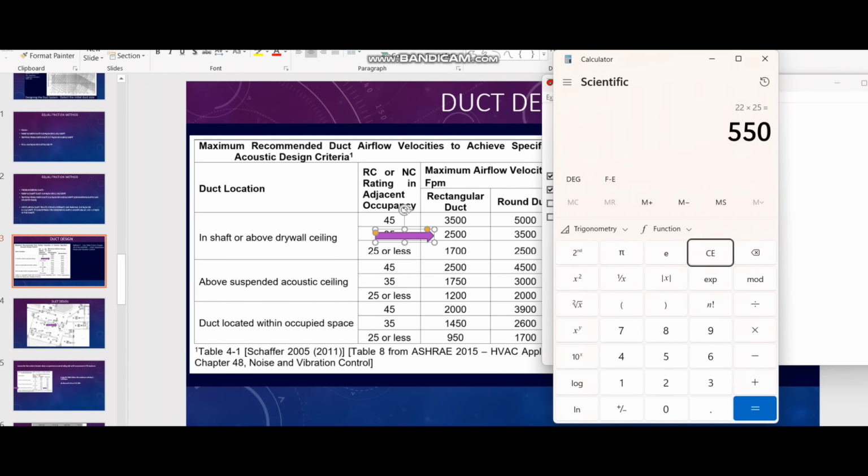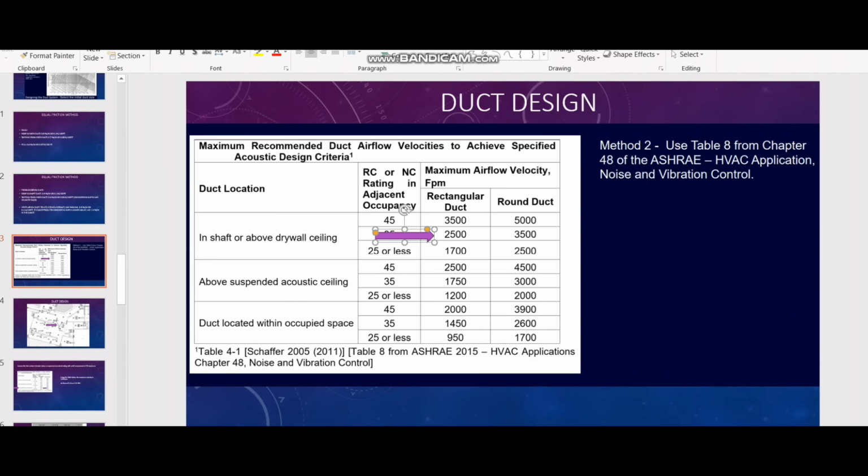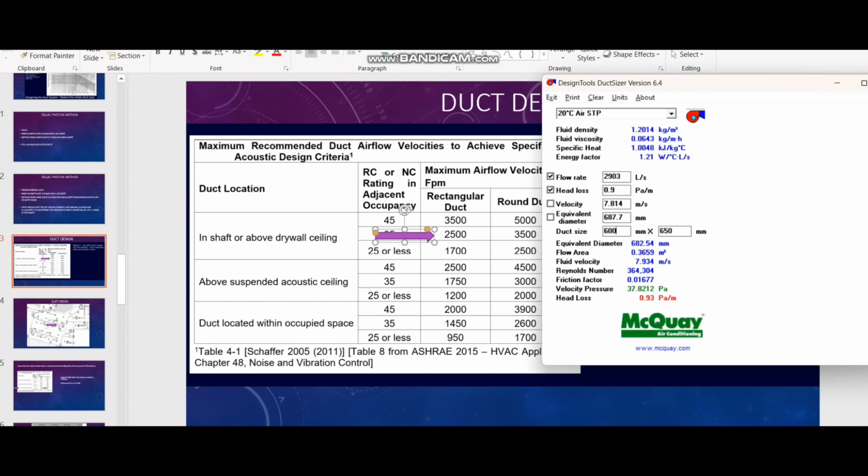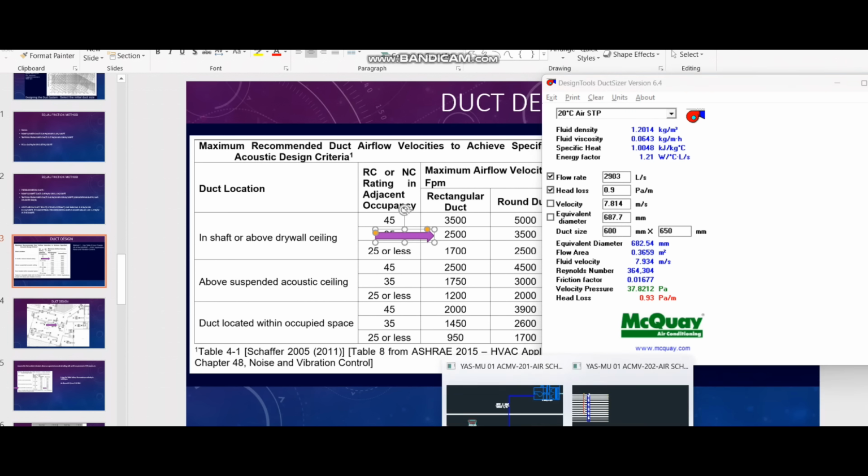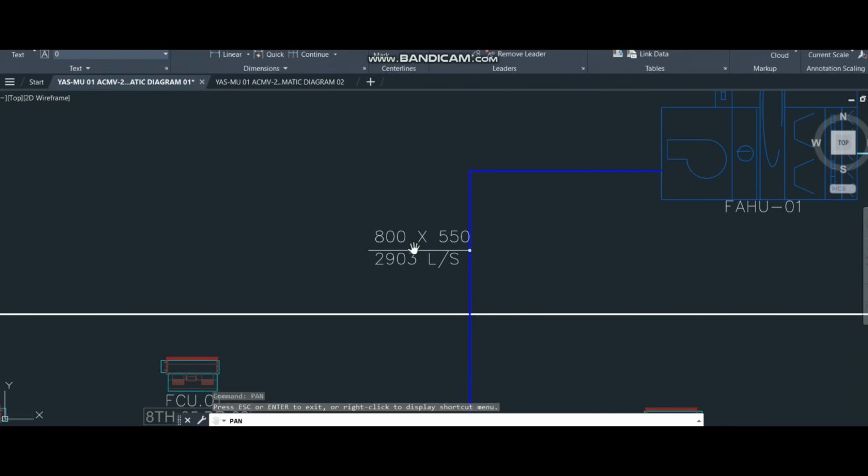So the aspect ratio, if you check 650 by 600, is a very good 1.08, very near to 1, so it is acceptable. So for the first duct design, I can use 600 by 650 for this duct.